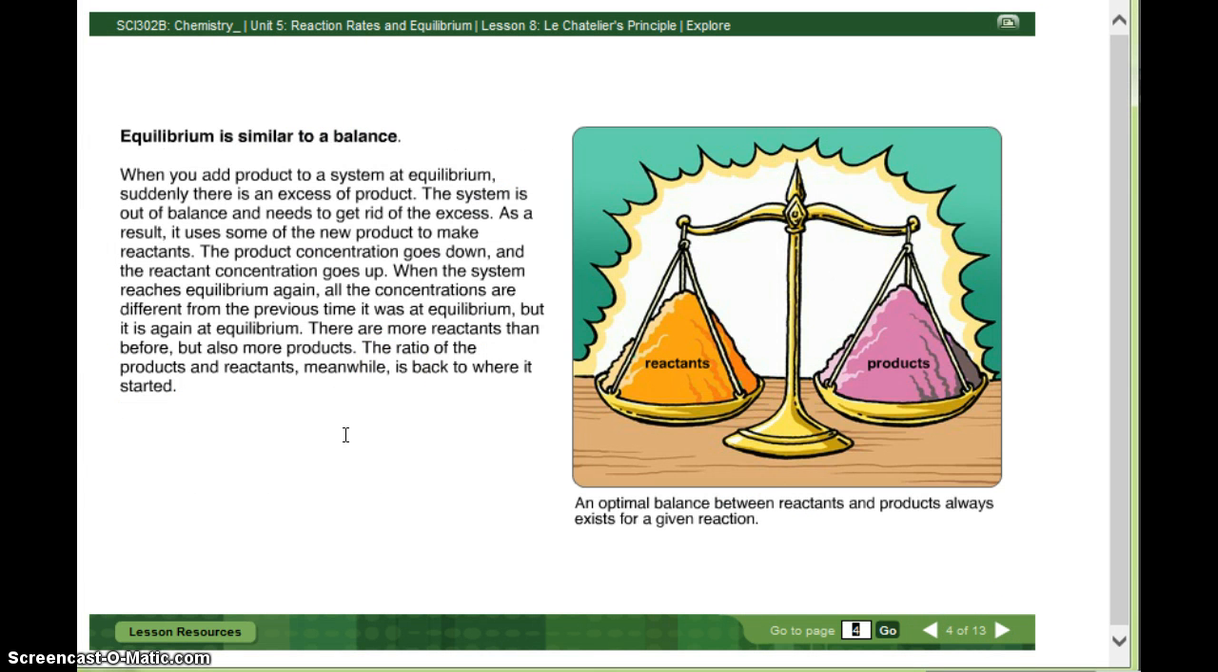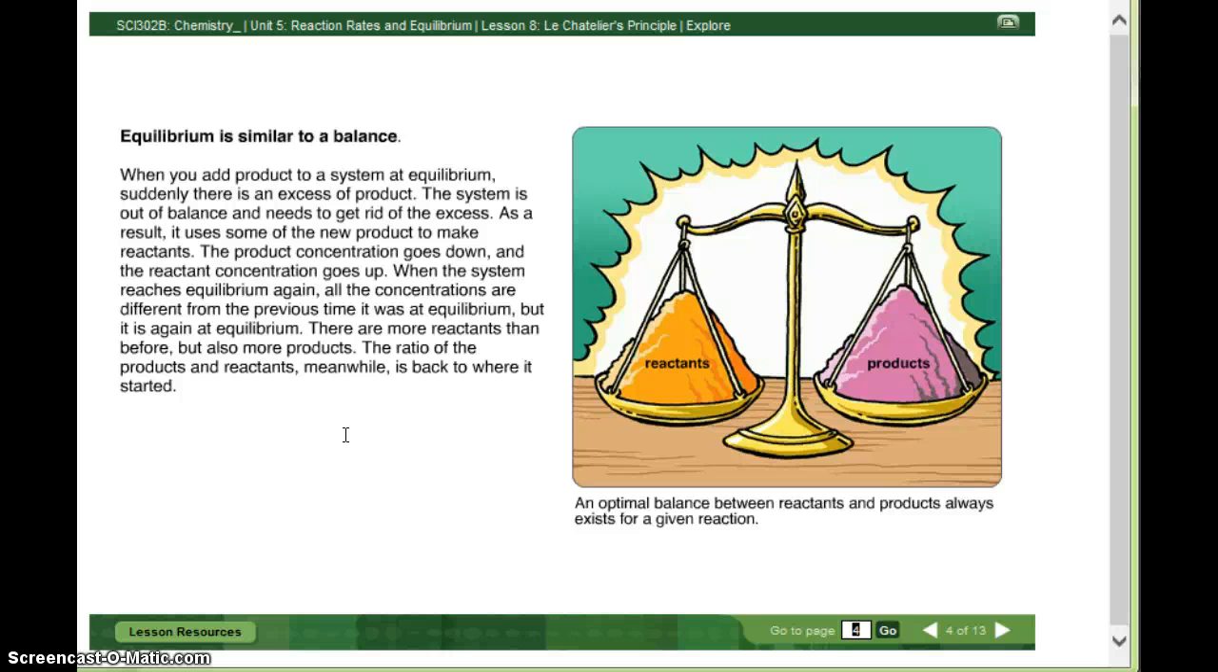Equilibrium is similar to a balance. When you add products to a system at equilibrium, suddenly there is an excess of product. The system is out of balance and needs to get rid of the excess. As a result, it uses some of the new products to make reactants, or in other words, to go back into reactants. The product concentration goes down and the reactant concentration goes up. When the system reaches equilibrium again, all the concentrations are different from the previous time it was at equilibrium, but it is again at equilibrium.